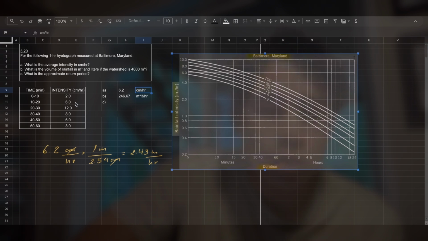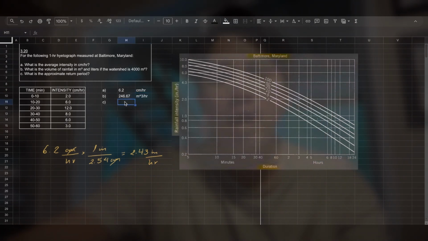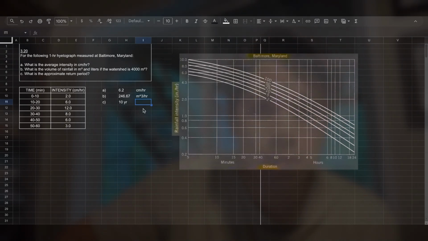And for the duration, our storm lasts 60 minutes. So it will be about 1 hour. So with our new value of 2.43 inches per hour of intensity, which will be about somewhere here, and 60 minutes of duration, it crosses right on the 10-year curve. So that means that this represents about a 10-year return period. And that will be the answer for part C.